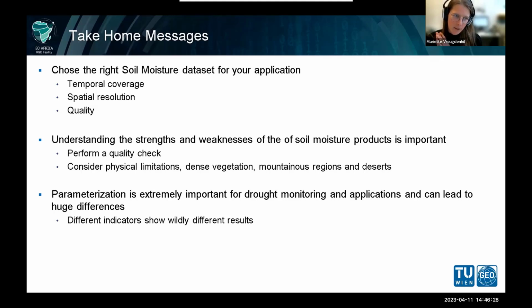The next take-home message is that parameterization is extremely important for drought monitoring. Different indicators show wildly different results, right? So using a Z-score or using the soil moisture anomaly percentage index can give you extremely different results on soil moisture drought severity. So keep this in mind when you see a drought map or when you're calculating a drought map yourself: it really depends on what thresholds you choose, which parameterization you choose, and which indicator you choose.